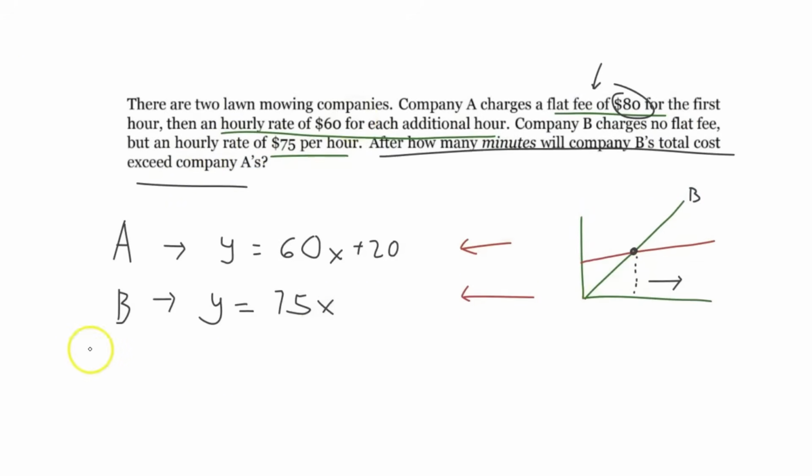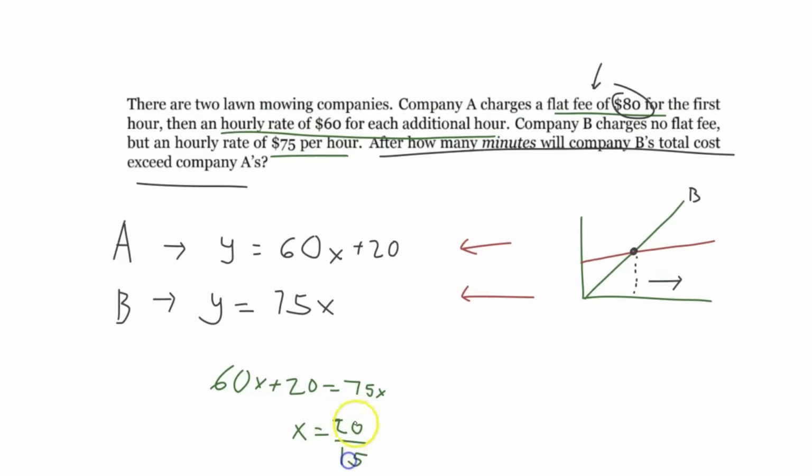This is a simple problem now. So let's set these two equal because they're both equal to y. So 60x plus 20 equals 75x. And now, to save myself some writing, let's do some mental gymnastics. Let's subtract 60x from both sides. We get 15x equals 20. And then we're going to divide both sides by 15. And therefore, x will be equivalent to 20 over 15.